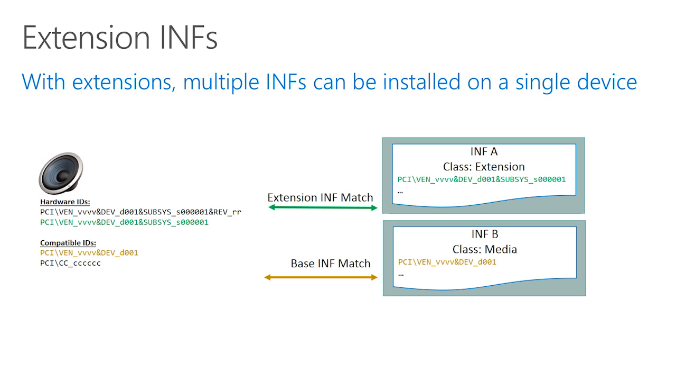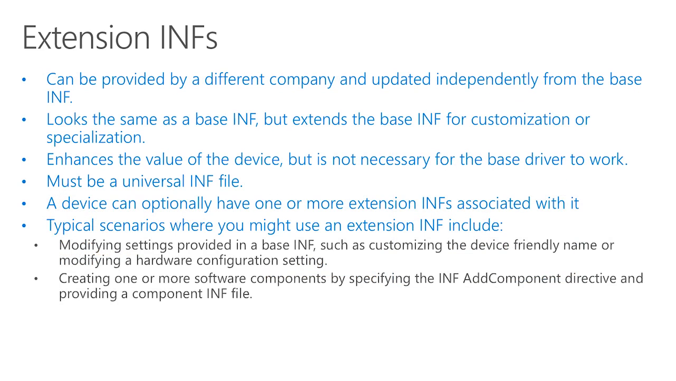In my example here, the base INF is INF B, and it matches on a more generic hardware ID for my device. My extension INF is INF A, and it matches on a more specific hardware ID for my device. Extension INFs can be provided by different companies and serviced independently, or they can all be provided by the same company that produced the base.